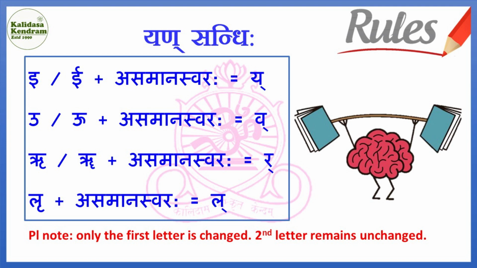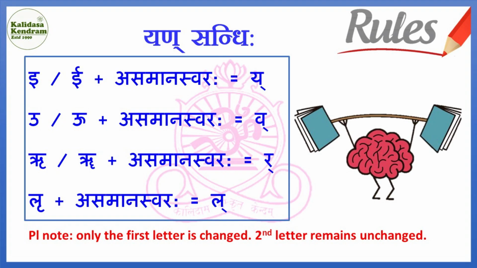So what happened here? I or Ee will change to Ya. But the next letter will not change. The second letter will not change. Let's move on to the second rule. The first word should end with U or Oo. The next word should start with a vowel except U or Oo. So what happened now? The change is the first one, U or Oo, will change to Va.